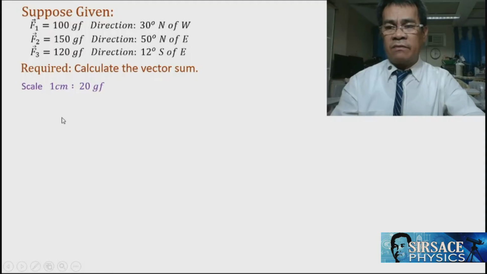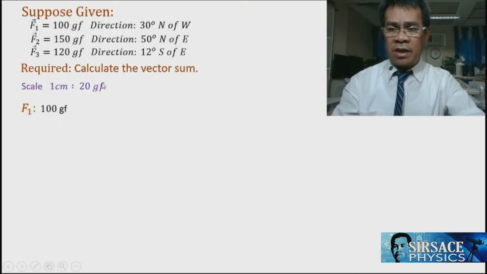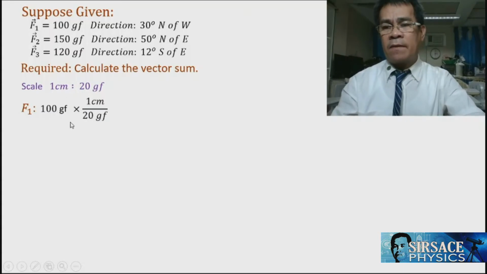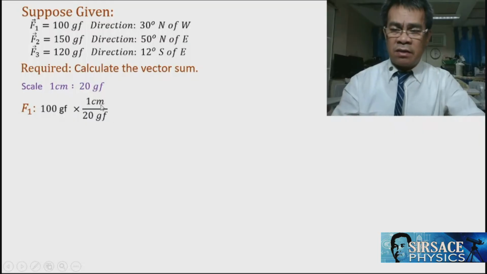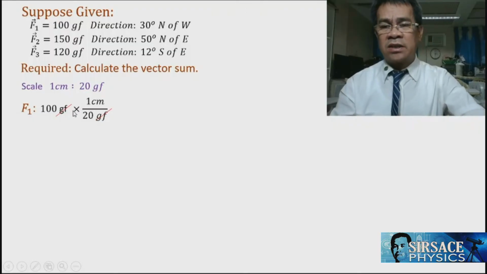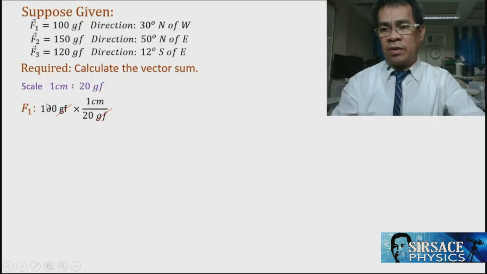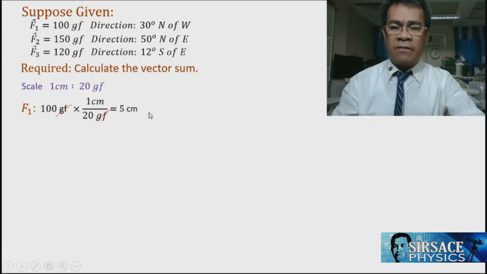So do the conversion. For F1, we have 100 gram force. Multiply it by the ratio. The ratio means 20 should be the numerator with 1 centimeter as the denominator so that we can cancel the gram force. Take note that we are allowed to use 20 gram force over 1 centimeter, so in this case, we can cancel gram force. Then you divide the 100 by 20 and we have 5 centimeter.